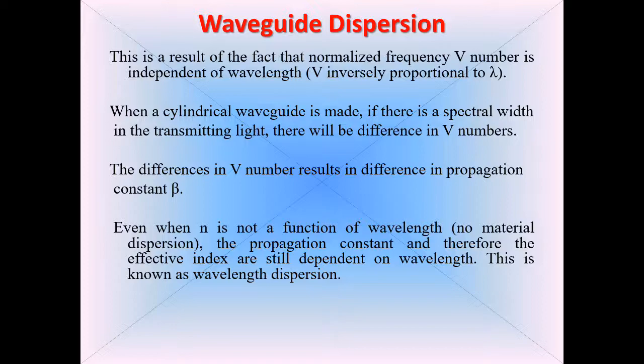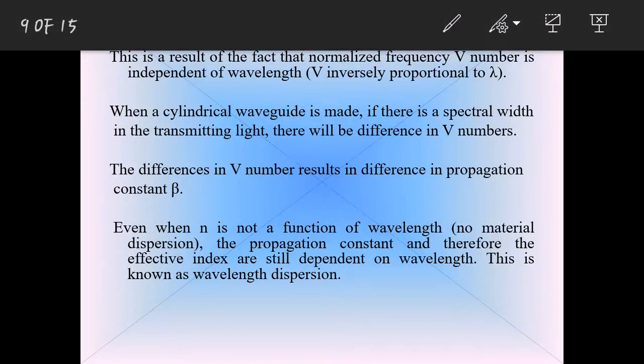So that's what has been summarized here. You have V number inversely proportional to lambda, V number proportional to the propagation constant, and N is not a function of wavelength. So these three are the findings. V is inversely proportional to lambda, V is proportional to the difference in the propagation constant, and N is not a function of wavelength in waveguide dispersion loss.